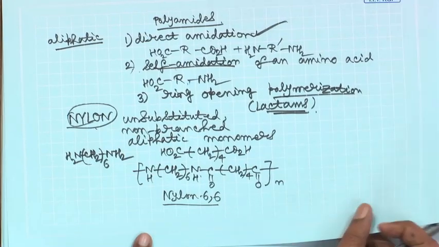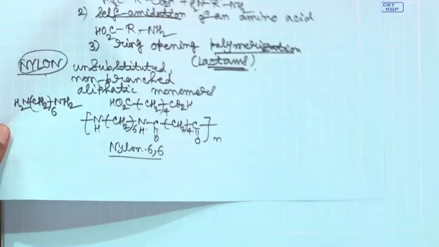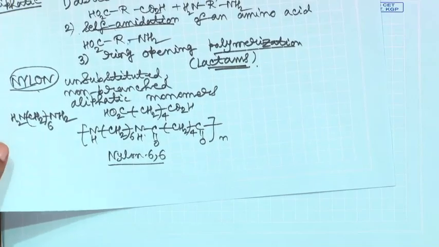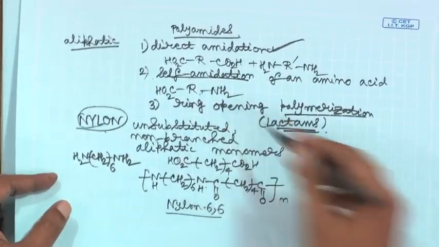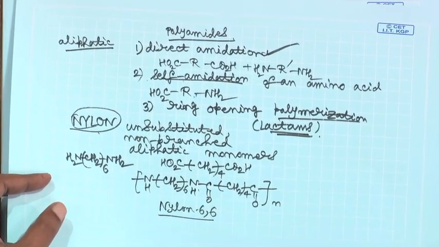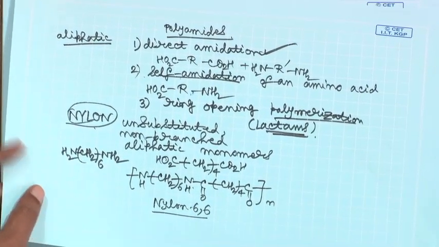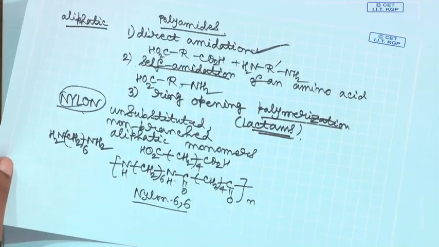Now, since we talked about nylon 6,6, let us talk about the preparation of this nylon 6,6. Now, of course, we are going to look at the process of direct amidation for the preparation of nylon 6,6.